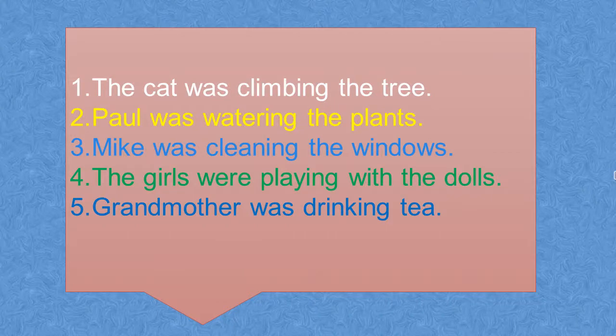Students, let's see if you got them right. First, the cat was climbing the tree. Second, Paul was watering the plants. Third, Mike was cleaning the windows. Fourth, the girls were playing with the dolls. Fifth, grandmother was drinking tea.